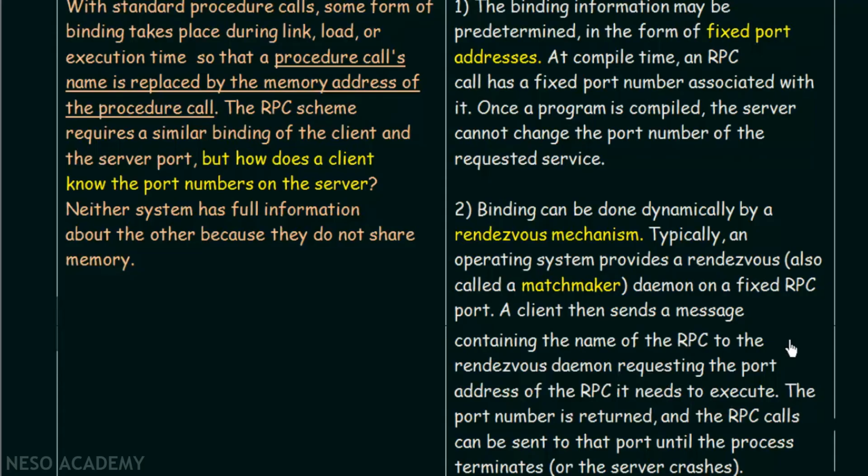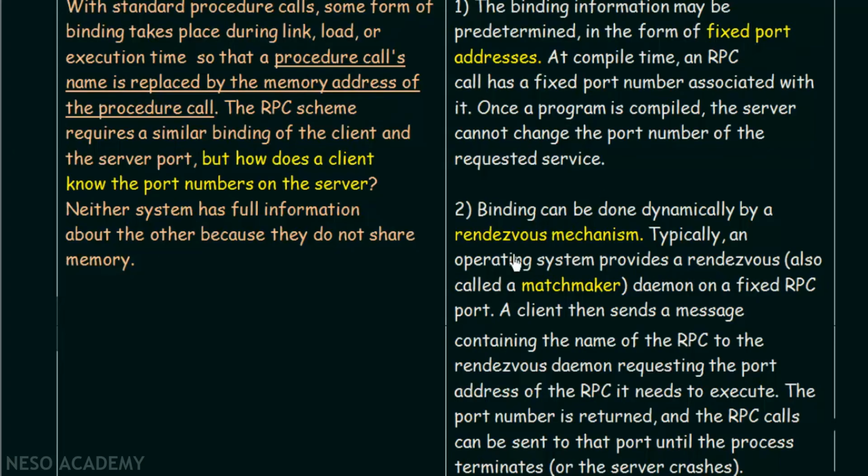So when the client wants to request a procedure call from the server, it will send the name of that procedure call to the matchmaker, or the rendezvous daemon, and ask the matchmaker to return the address of that procedure. The matchmaker will look up the name, find the address or the port number of that RPC, and return it to the client. Then the client knows to which port it has to send the request. The request will be forwarded to that particular port containing the RPC, and the RPC calls can be sent to that port until the process terminates or the server crashes.